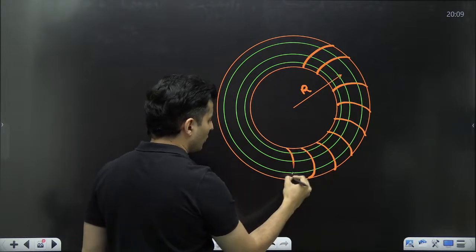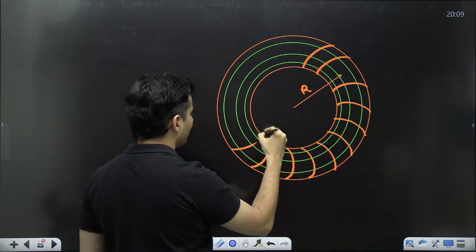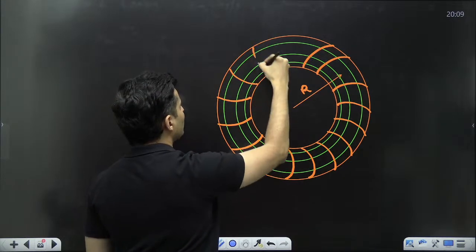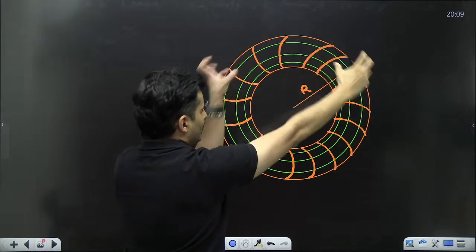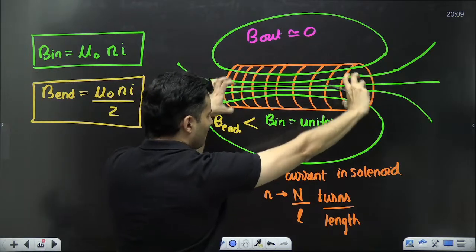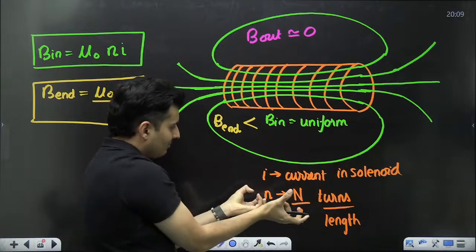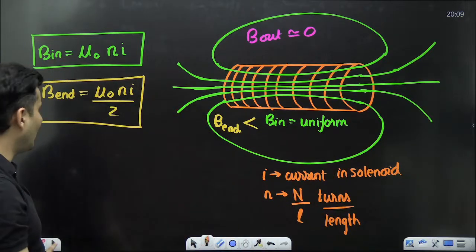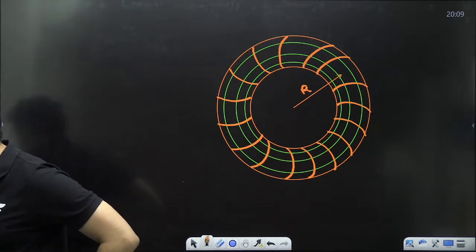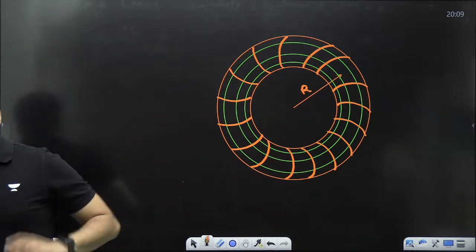A toroid is nothing but a solenoid only, but I have bent it. I've just not allowed the field lines to go outside. I just take it and bend it. Just look at this. The same solenoid, I bend it, and I merge them together. So I will just get a toroid over here. I hope everybody is able to visualize this.